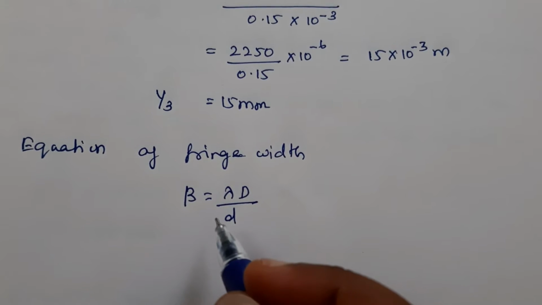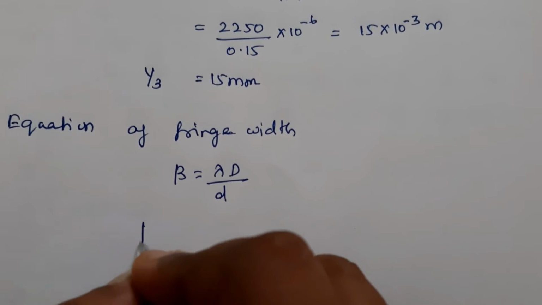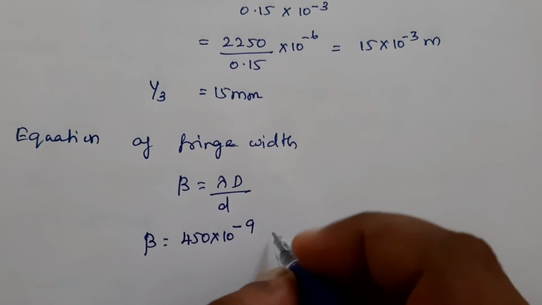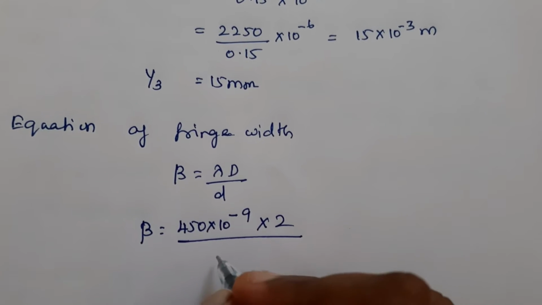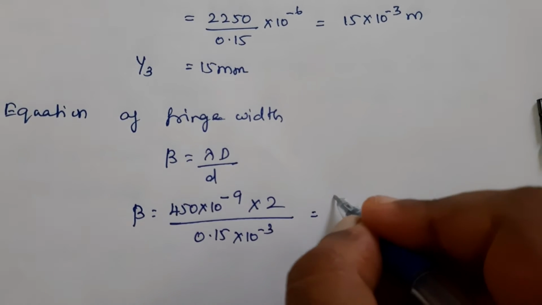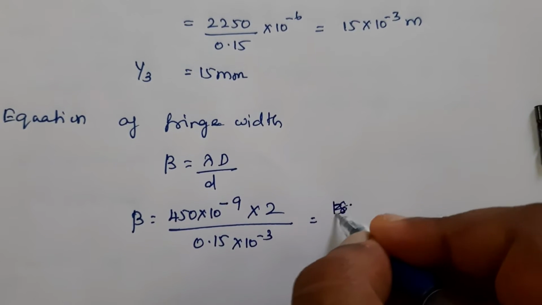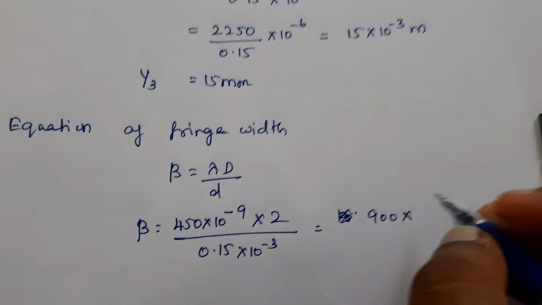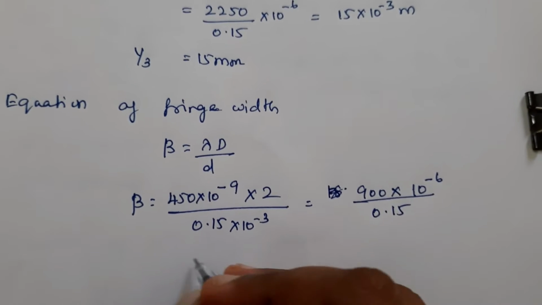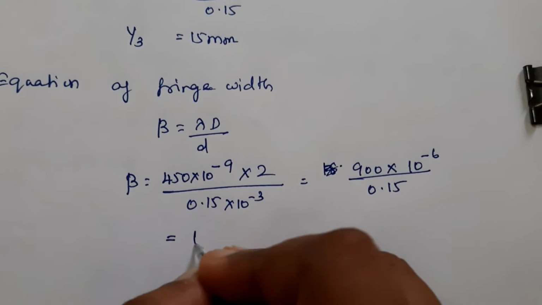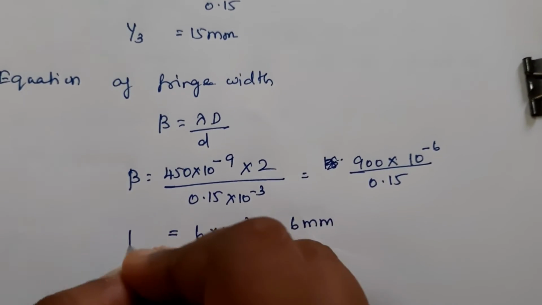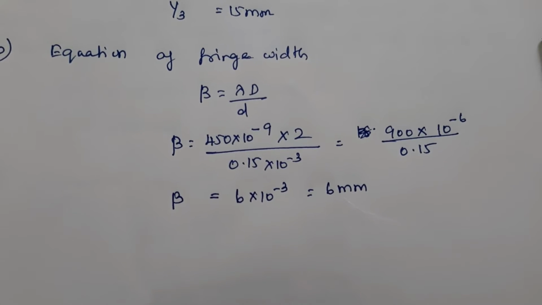Lambda we know, capital D we know, and small d we know. So beta is equal to 450 into 10 raised to minus 9 into 2 divided by 0.15 into 10 raised to minus 3. So what you can write, this is 900 into 10 raised to minus 6 divided by 0.15. So what we'll be getting here is 6 into 10 raised to minus 3, or you can write it as 6 millimeters. So this is your value for fringe width.